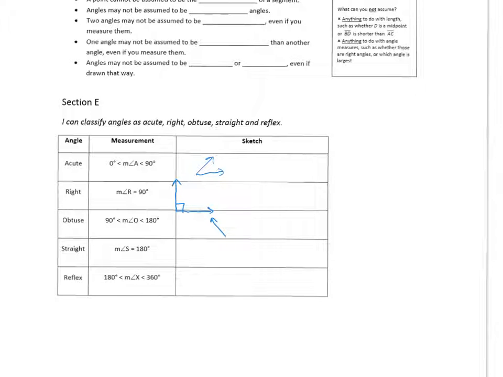Obtuse angles are between 90 and 180, right? They're pretty big. And then straight angles are straight lines. Okay, a straight angle, if I put a point here, this is a straight angle. It measures 180 degrees. A reflex angle is an angle that measures between 180 and 360. The way to see a reflex angle, we've got the usual acute angle. Well, my reflex angle would be this angle here, between 180 and 360.